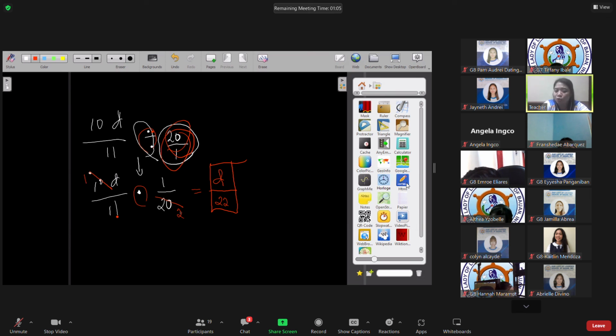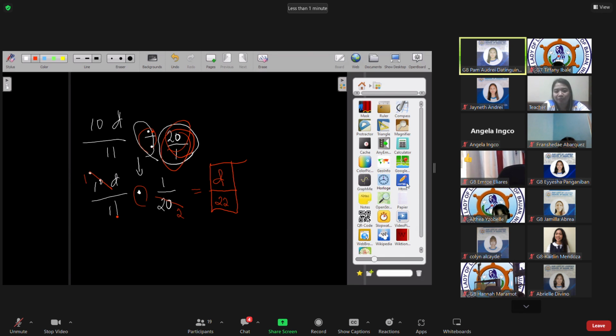So bakit ito ay 2 na lang? Divided by 10. Okay, divided by 10. So we get the GCF of 10 and 20 so that we can cancel out. So 10 divided by 10 is 1 and 20 divided by 10 is 2. Kaya 2 na lang yung ating natira dito sa denominator. Therefore, 11 times 2 is equal to 22.